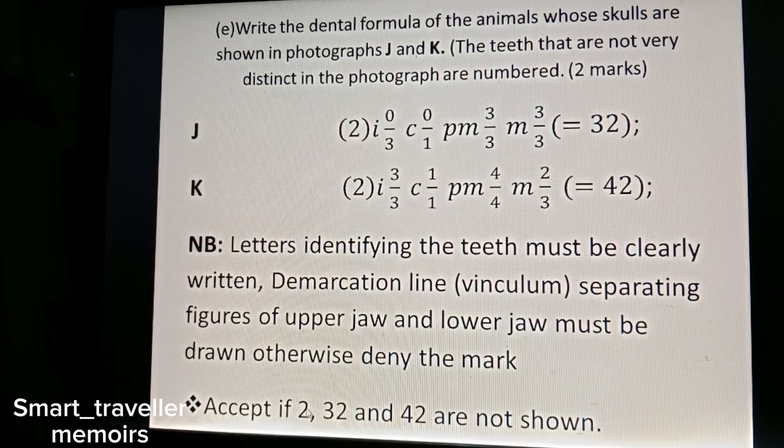Write the dental formula of the animals whose skulls are shown in the photographs J and K. The teeth that are not very distinct in the photograph are numbered, 2 marks. I showed you that the teeth were numbered.